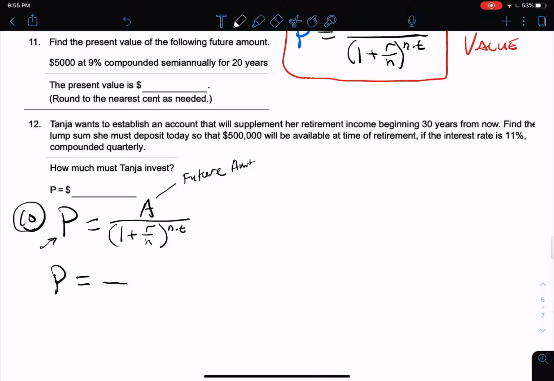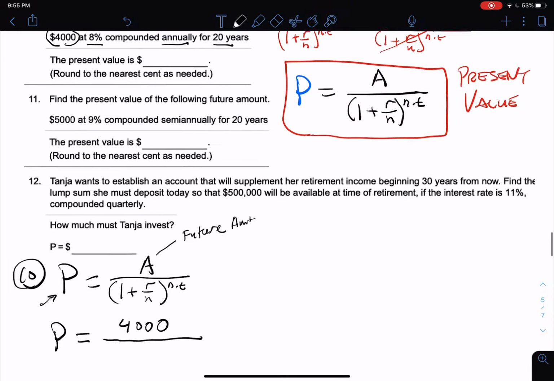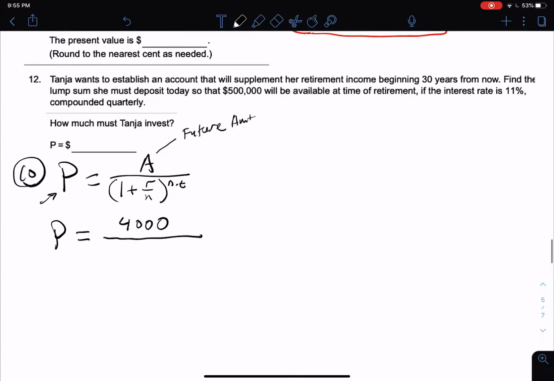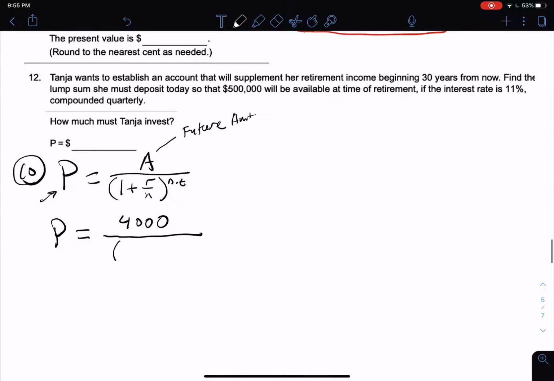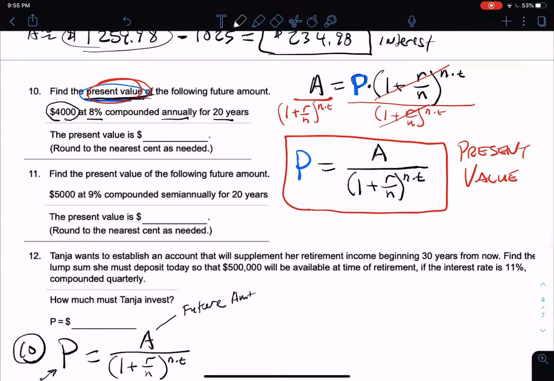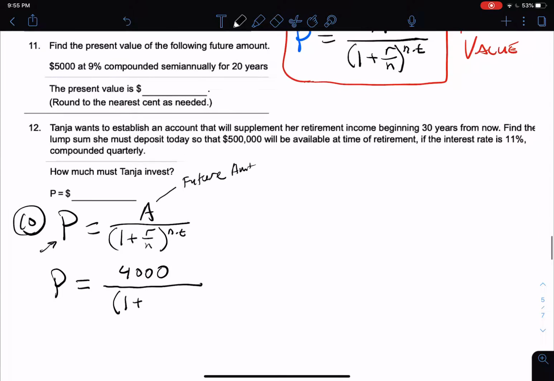What is it going to be if I want to have $4,000 in the future? Let me use the right language so it makes sense. What's my present value? What's the present amount of money that I need to get to $4,000, my goal? And that's divided by 1 plus the interest rate of 8%.